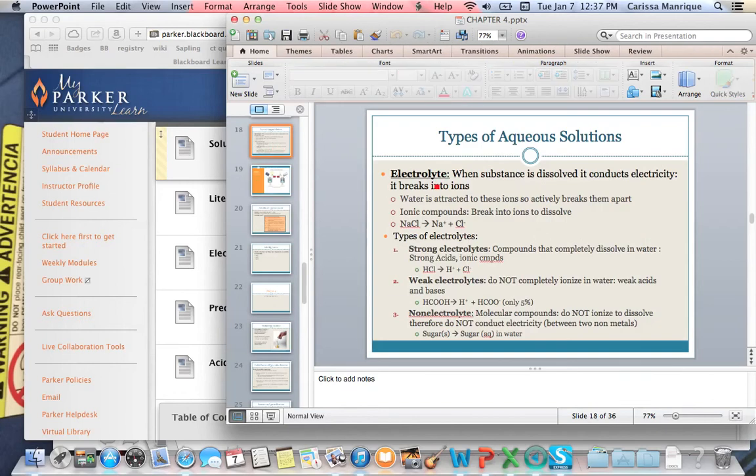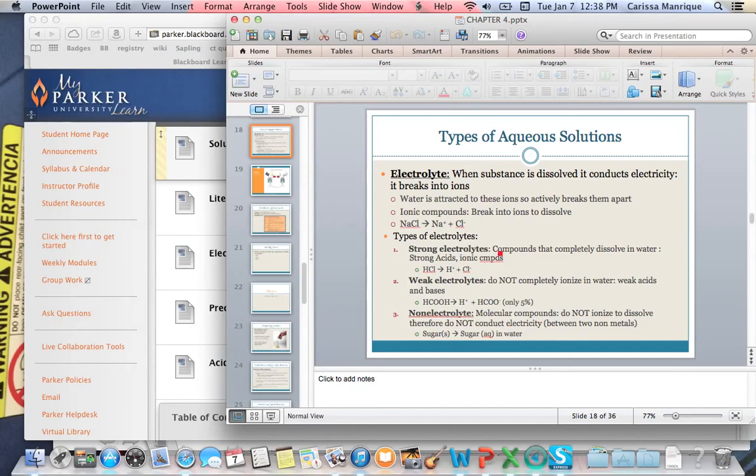Okay, so basically a strong electrolyte will break up fully into ions and conduct electricity. A weak electrolyte, as the name implies, only partially breaks up into ions, and so doesn't really conduct electricity very well. Sometimes it'll light up a light bulb, but it's so faint you can barely even see it. A good example of that is a weak acid or base. You see, only 5% will actually break up into ions. And the non-electrolyte, meaning it won't break up into ions at all, okay?